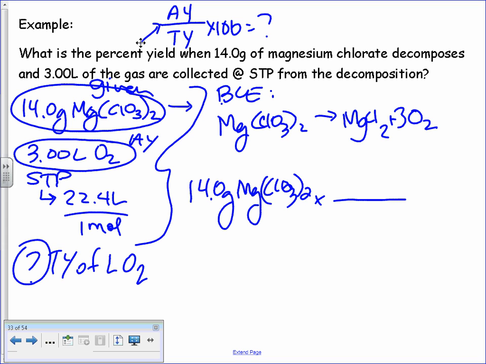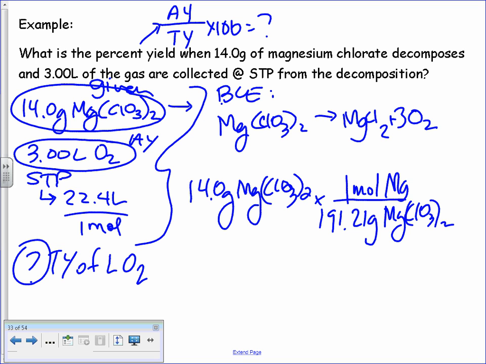So what's magnesium's mass? I've heard you, 24.31. What's chlorine's mass? Okay, but how many do we got? So 35.45 times 2 plus 6 times 16. What's your mass? 191.21 grams of magnesium chlorate. Okay, what's on top? 1 mole of magnesium chlorate.